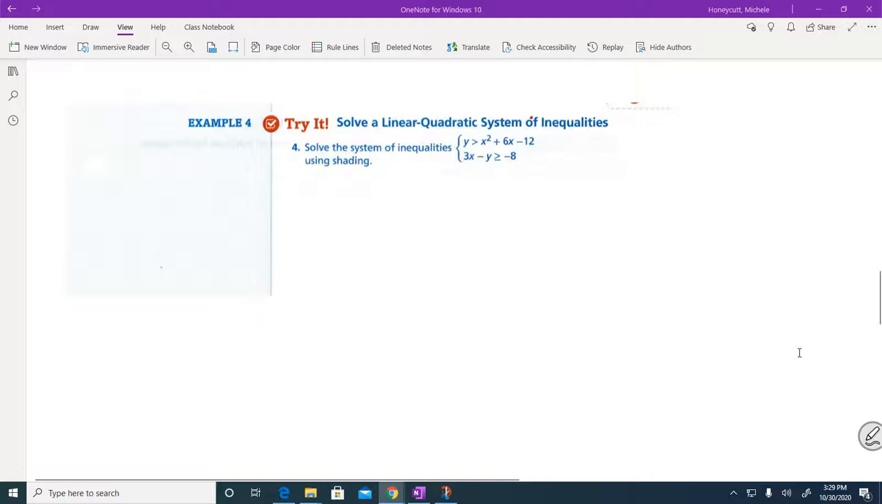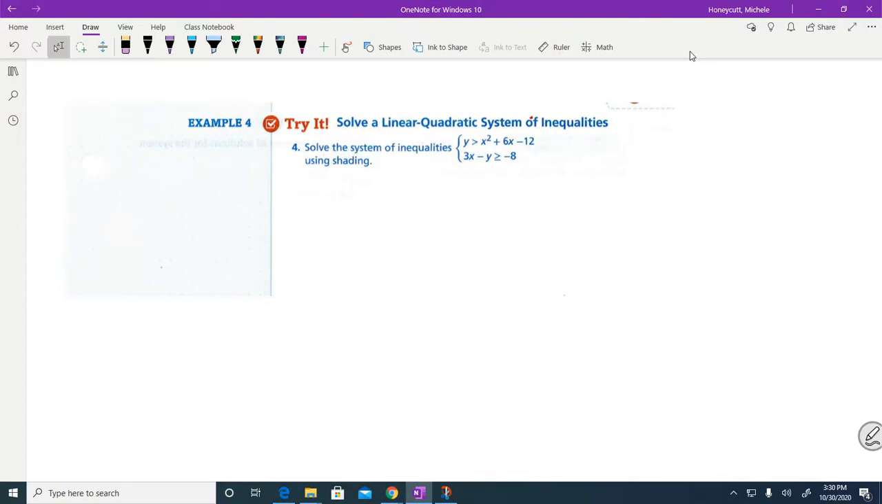Now let's talk about a linear quadratic system of inequalities. When we're working with inequalities, that means we're going to have a range of answers. So inequalities indicate that we will have a range, not just one answer, but a whole bunch of answers. There'll be infinitely many answers, and we represent the solutions by shading.